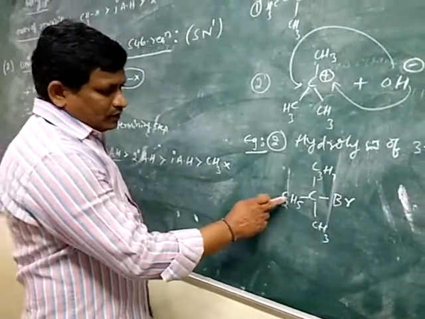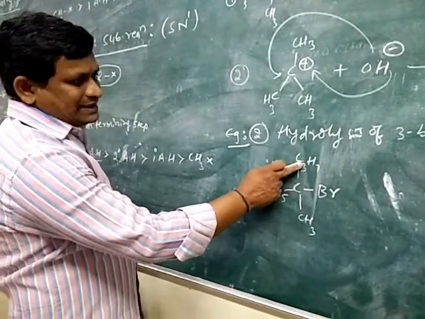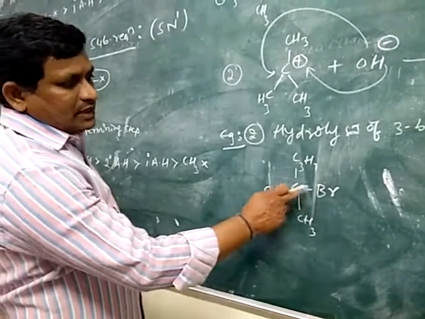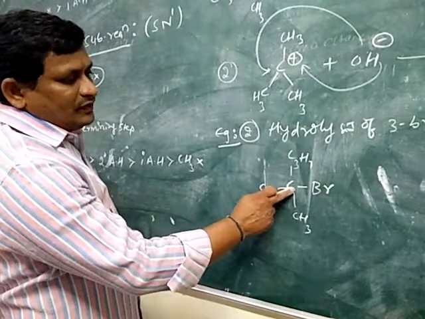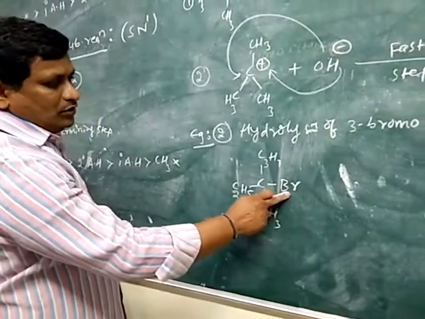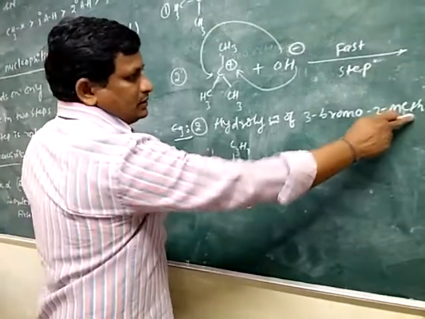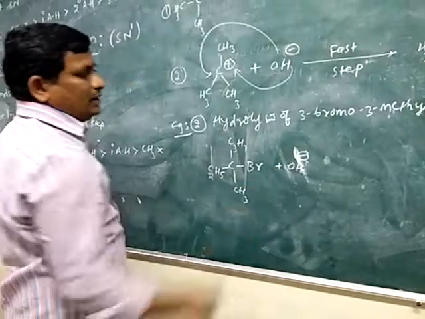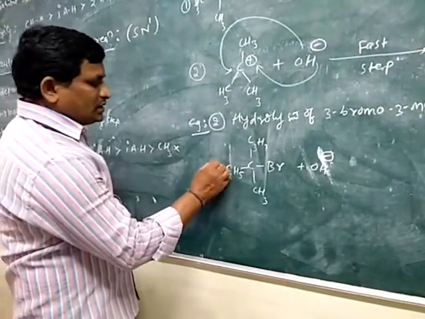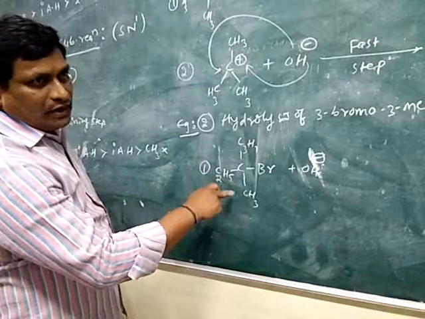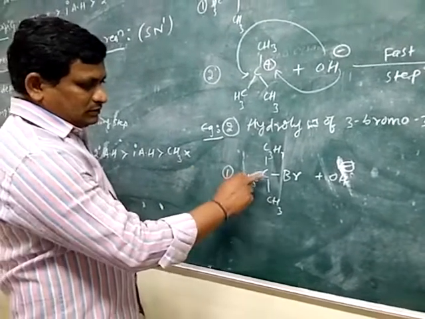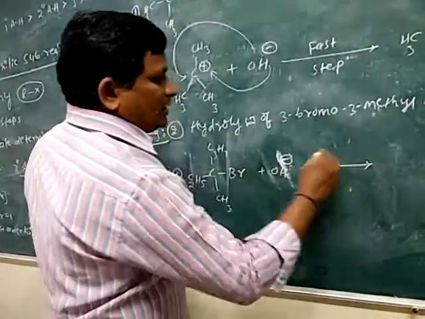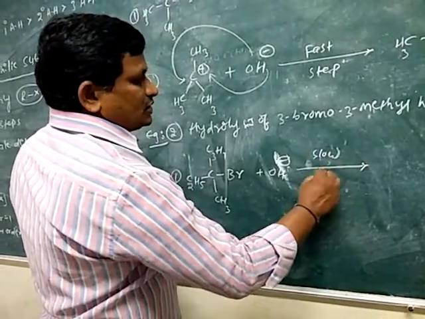In this, hexane is the long chain, and the third carbon carries the bromine, so 3-bromo, and the third carbon also carries a methyl, so 3-methyl. Then it is treated with the nucleophile OH minus. But in the first step, the nucleophile is not involved in the mechanism. First, the C-Br bond cleaves, and then a carbocation is obtained. It is the slow step.